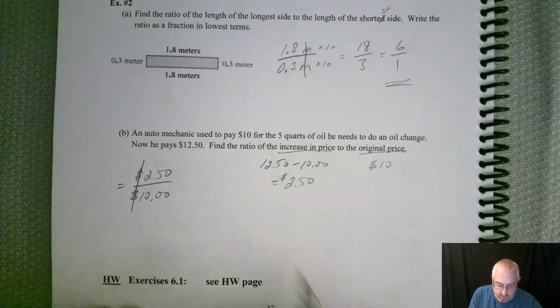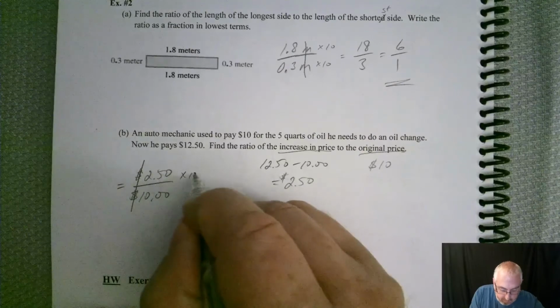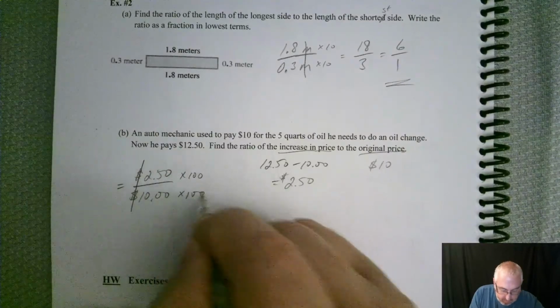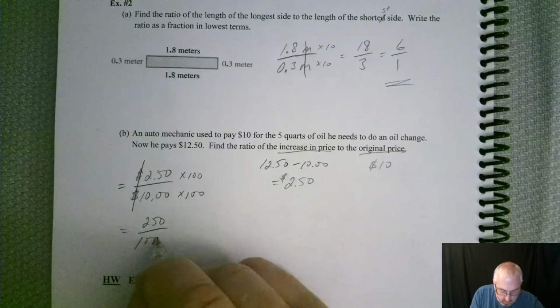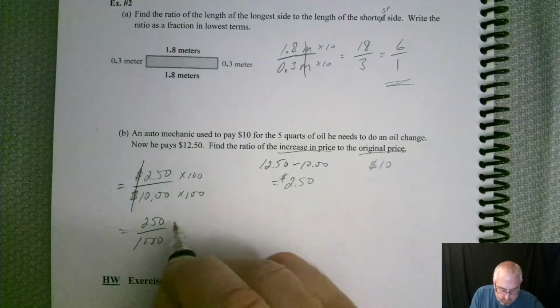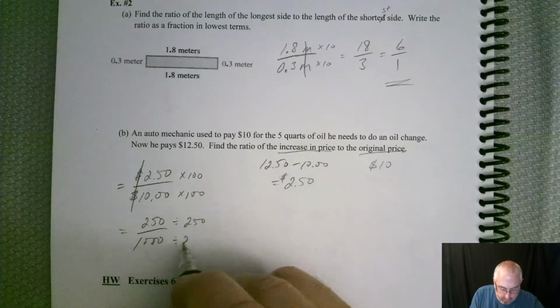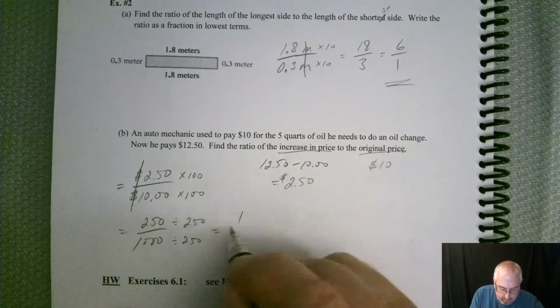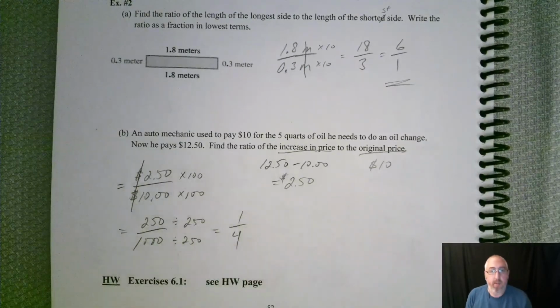So that's good. Now we got some decimals in here. So if you want to multiply by 100 to move it 2 spots, so that's 250 over 1,000. And I think 250 goes into both of those, right? So we end up with a 1-to-4 ratio.